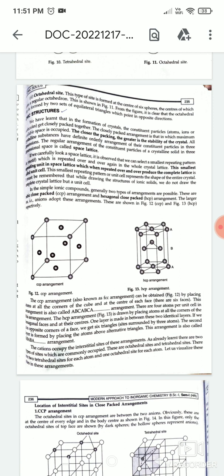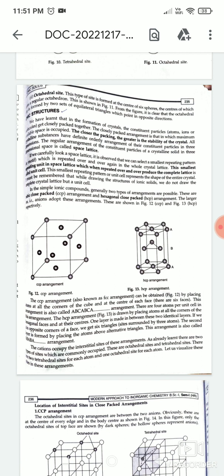The HCP arrangement is drawn by placing atoms at all the corners of the hexagonal faces and at their centers. One layer is made between these two identical layers. If we join opposite corners of a face, we can get 6 triangles, each surrounded by 3 atoms. The second layer is formed by placing the atoms above alternate triangles. This arrangement is also called ABABA arrangement.